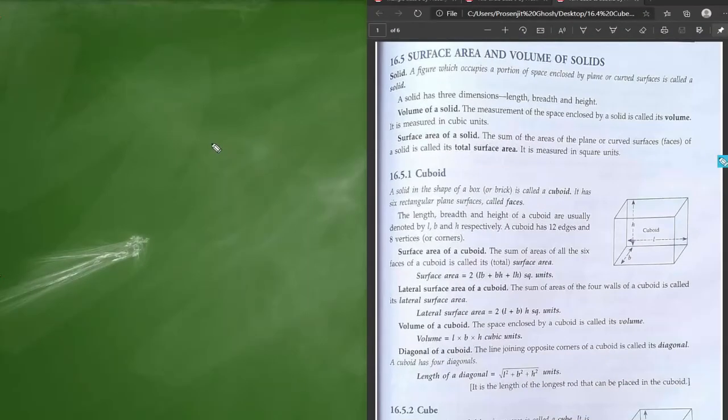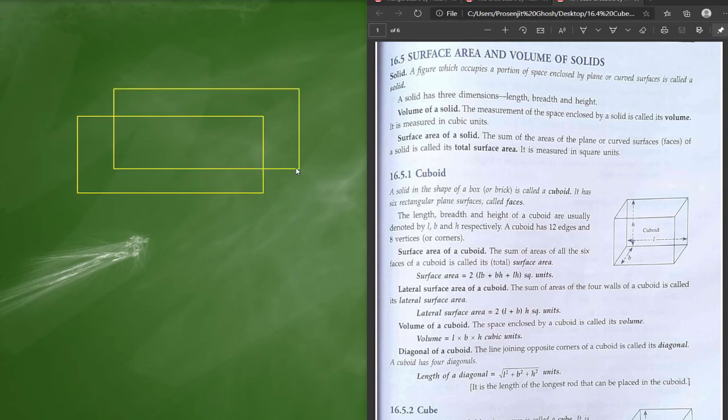So today we're going to start the volume and area for solid structures like cuboid and cube. The best way to draw the cuboid is to draw these two boxes like this, then join them together like this: 1, 2, 3, and finally 4. So we got the cuboid.